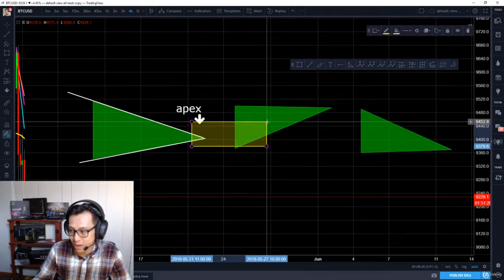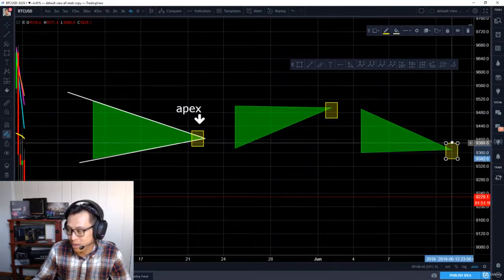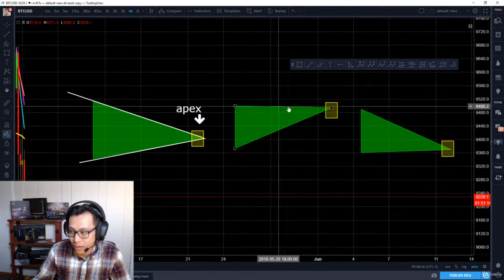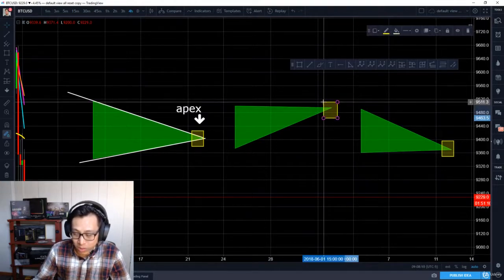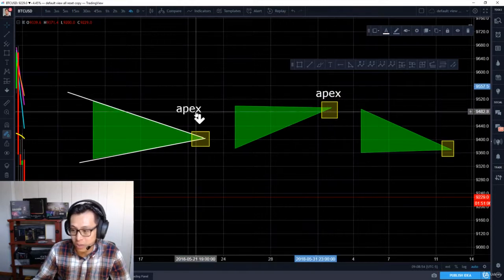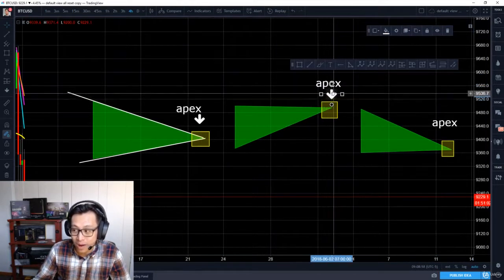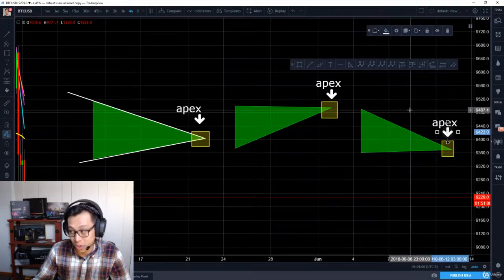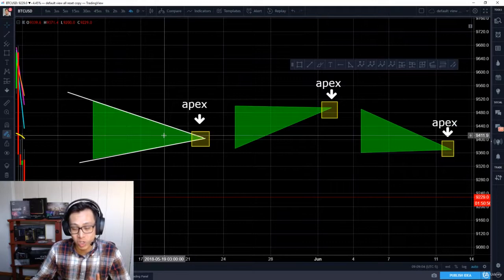This is called the apex as well, right over here, right? And this right here is called the apex as well. It is where two converging lines meet. They don't necessarily always get to the apex, but there's a very strong chance that it's going to get to the apex. So we don't bank on it getting there, but there's a strong chance that it gets there, especially for these symmetric triangles.